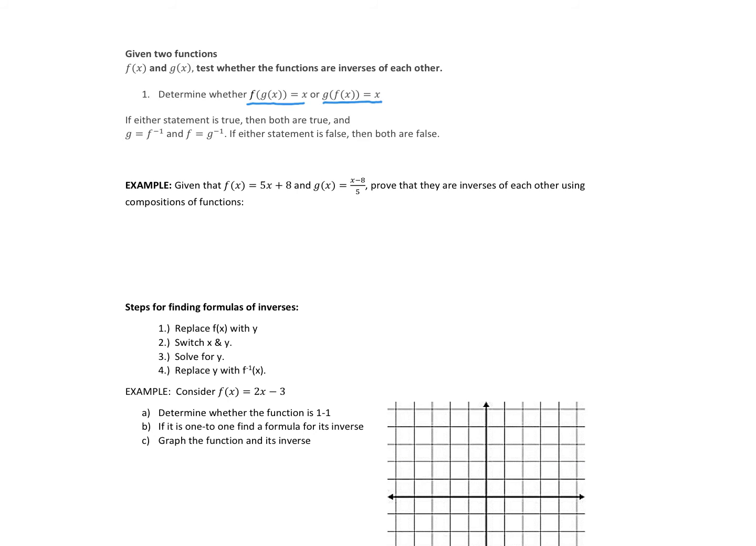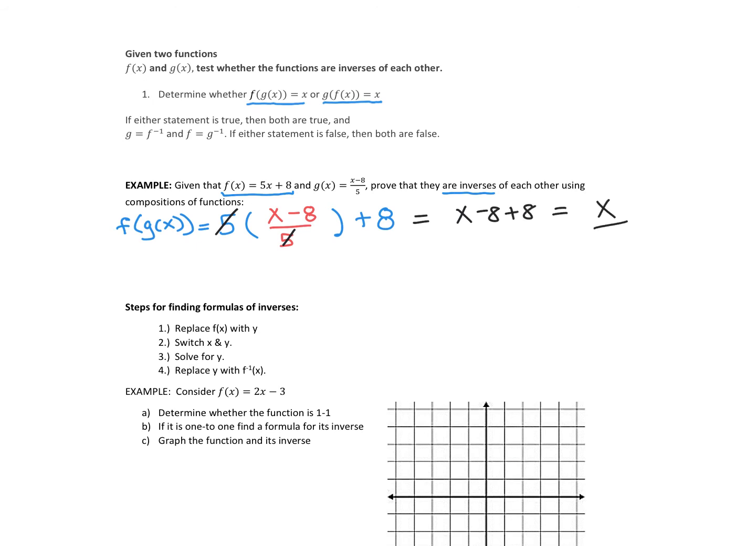For example, if we have f of x equals 5x plus 8 and g of x equals x minus 8 over 5, and we want to show that they are in fact inverses, we just need to compose the two functions together. So f in this case is my outer function or my template, 5 times something plus 8. That something is this g of x, x minus 8 over 5. The 5's will cancel. We get x minus 8 plus 8, or simply x. So these are inverses.